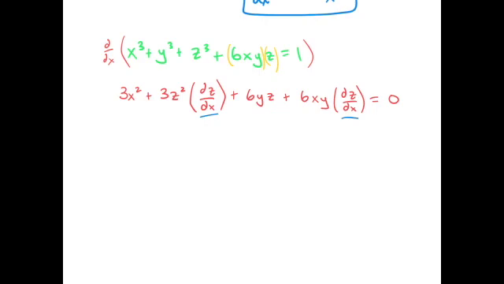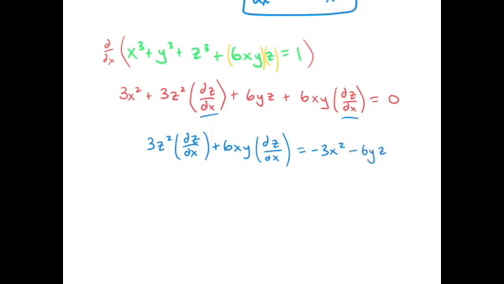Now our goal here is that we're trying to solve for dz dx, the implicit partial derivative of that. So we're going to keep all of those items together on the left side. And then let's go ahead and move the other items over to the right side by subtraction. Okay, I'm going to factor out the dz dx. So I have 3z squared plus 6xy. I have everything on the right side that sort of stays the same.